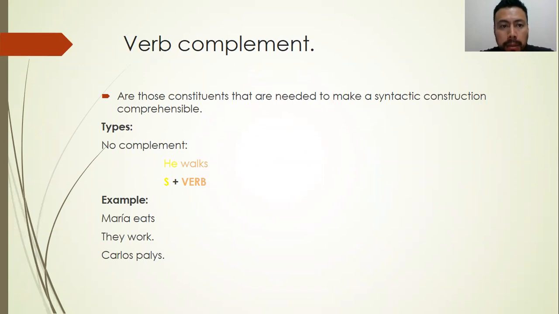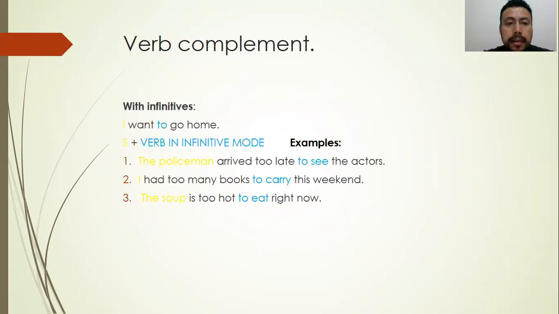Let's start with verb complements. Are those constituents that are needed to make a syntactic construction comprehensible? Types: no complement. It means, as a summary, it is a subject plus verb. The examples: Maria eats, they work, Carlos plays. The next one is with infinitive. The example is, I want to go home. So it's the subject plus verb in infinitive mode.